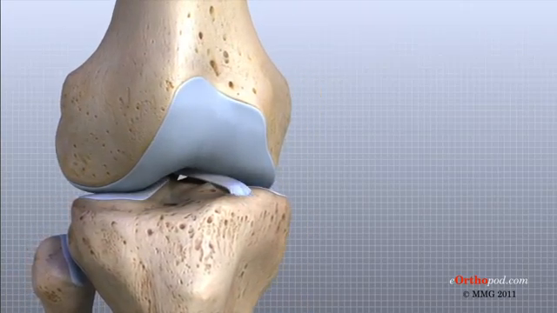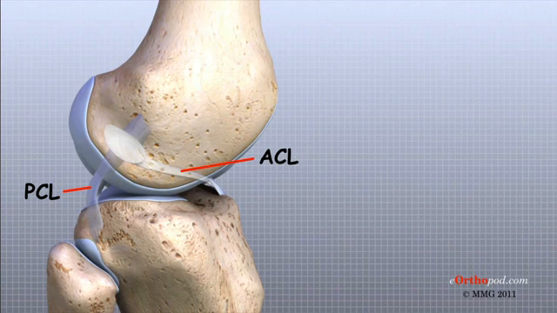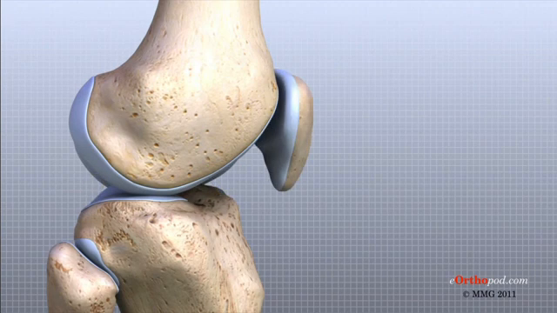The ACL keeps the tibia from sliding too far forward in relation to the femur. The PCL keeps the tibia from sliding too far backward in relation to the femur. Working together, the two cruciate ligaments control the back and forth motion of the knee. The ligaments, all taken together, are the most important structures controlling the stability of the knee.